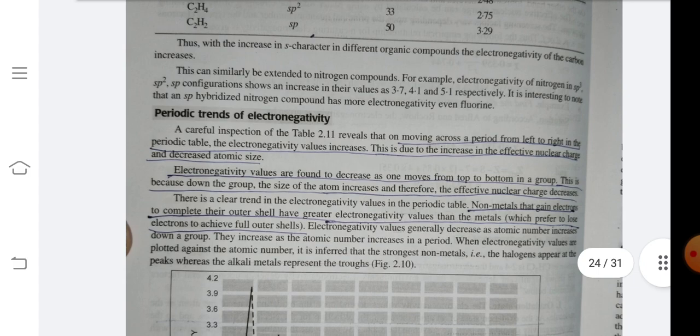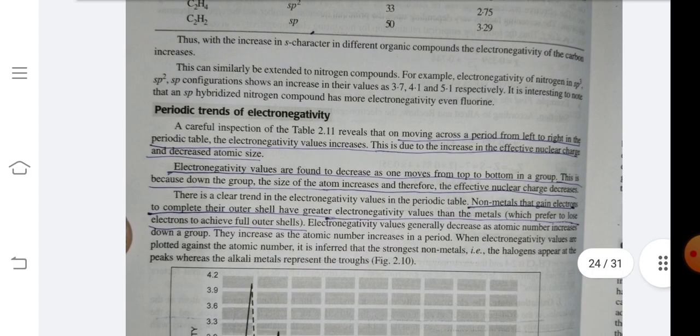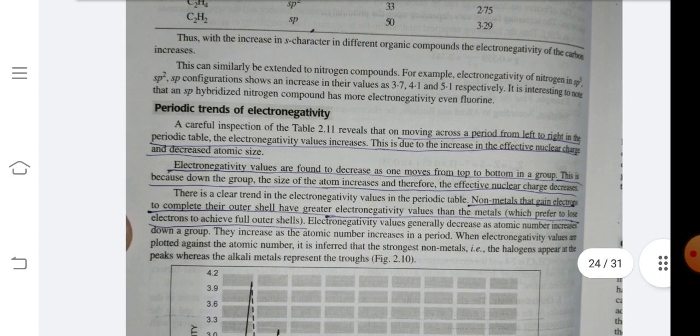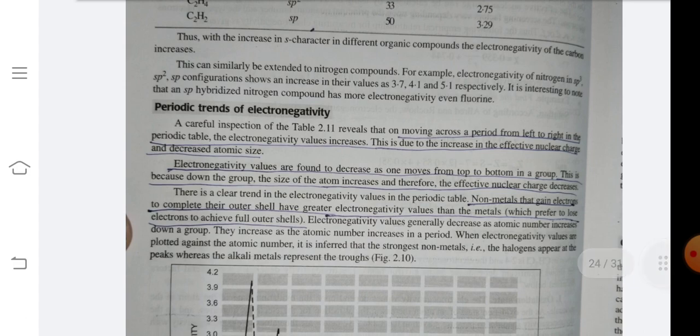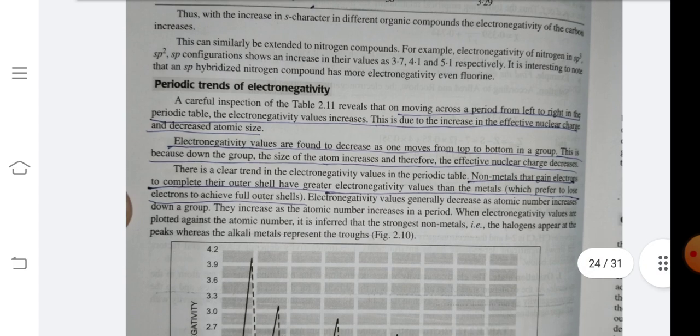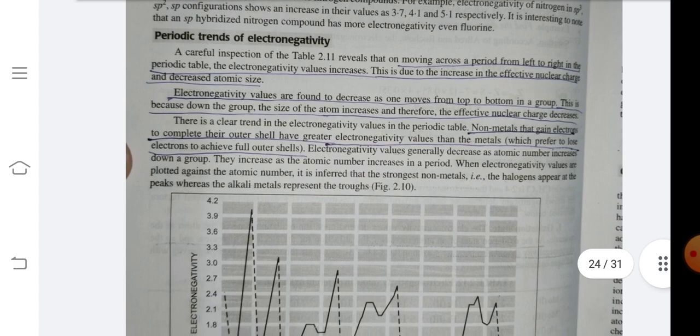This can similarly be extended to nitrogen compounds. For example, electronegativity of nitrogen in sp3, sp2 and sp configuration shows an increase in their values as 3.7, 4.1 and 5.1 respectively. It is interesting to note that an sp hybridized nitrogen compound has more electronegativity even than fluorine.